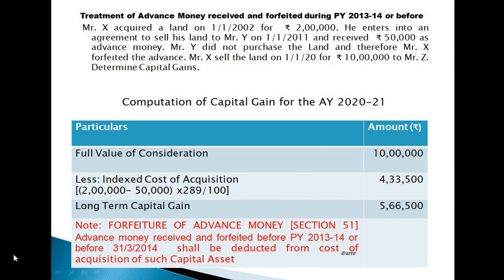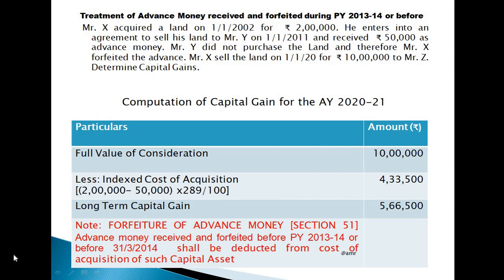In this case, the cost of acquisition is rupees 2 lakhs. Since he has received advance money and forfeited it prior to 31st March 2014, the advance money which he has received has to be deducted from the cost of acquisition. So the cost of acquisition is rupees 2 lakhs and the advance money which he has received and forfeited prior to 31st March 2014 is rupees 50,000. This rupees 50,000 has to be deducted from the cost of acquisition. So the cost of acquisition will be 1,50,000.